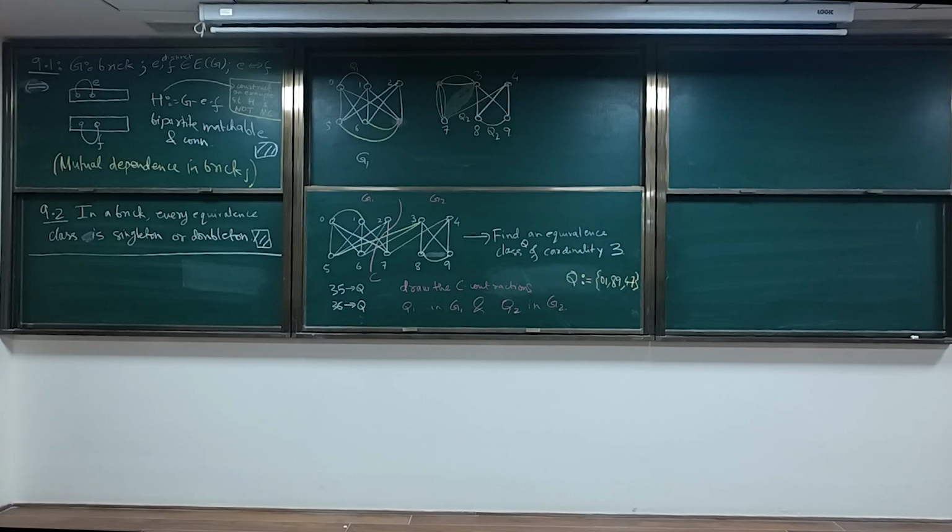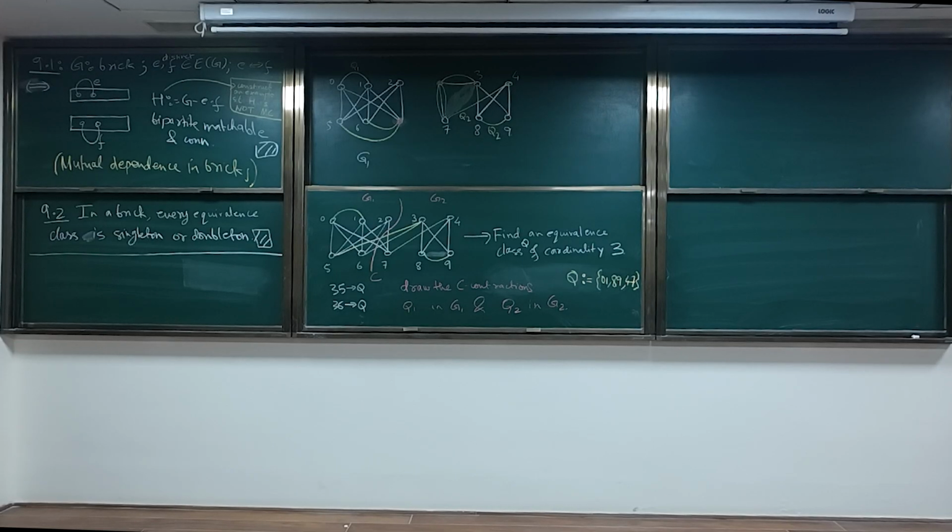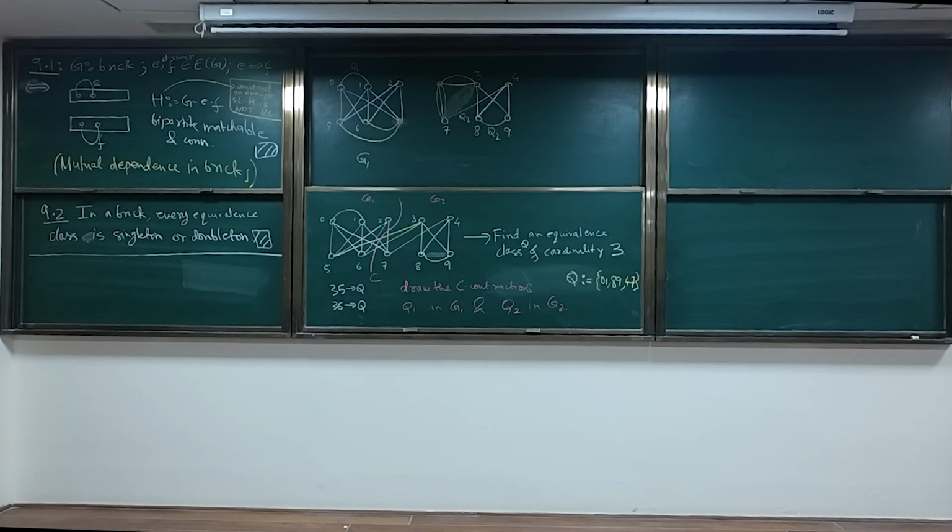Okay. But now let's go to the other point. Can we construct a brick with a pair of mutually dependent edges, so that when you delete the two edges, you will get a bipartite connected matchable graph, but it shouldn't be matching covered? One way to go about such a question is to just create your favorite bipartite matchable graph that is not matching covered. So do you have a favorite bipartite matchable connected graph that is not matching covered?